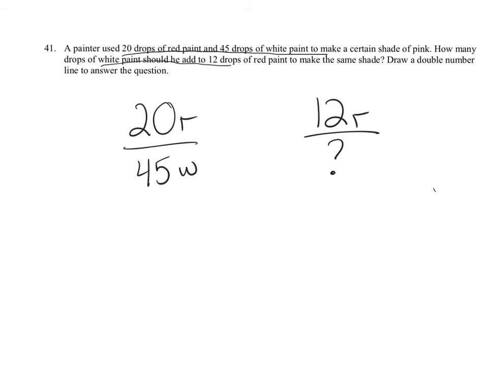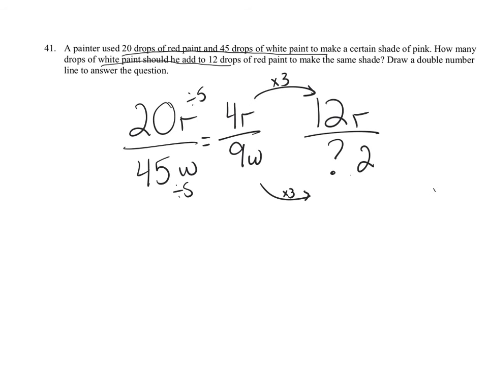Okay, well we can see that 20 does not go to 12. So you might have to scale it down first. 5 can go into both of these. So this could be 4 red for every 9 white. And I know that 4 can go to 12 by multiplying by 3. 9 times 3 is 27. So he will need 27 white. You could draw a double number line, but you can answer these questions whichever way you want because no one's going to tell you how to do it on the actual test.